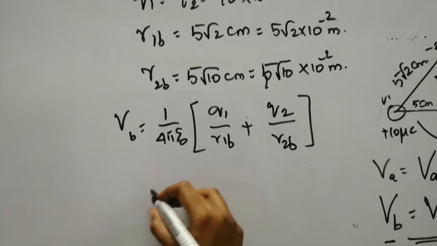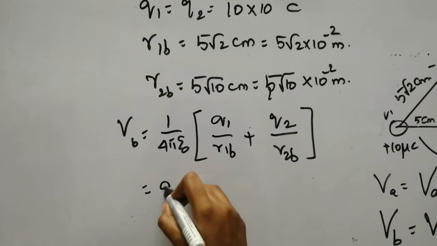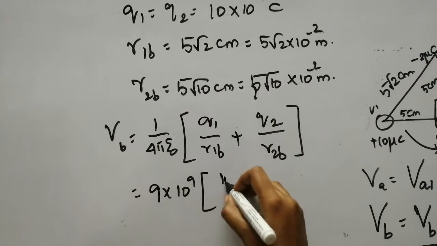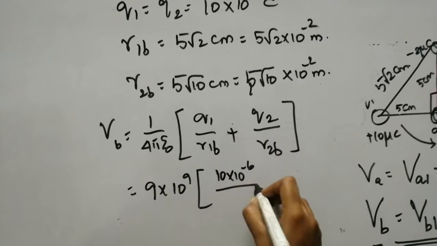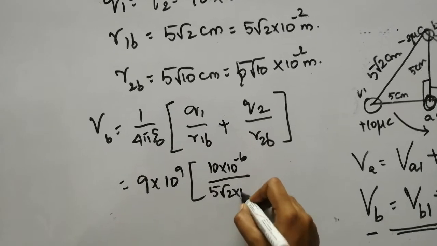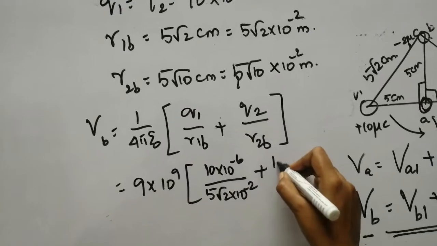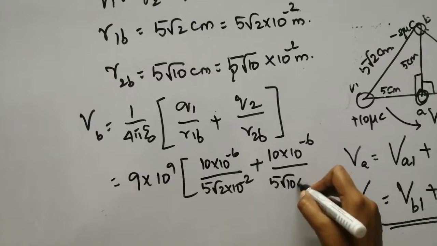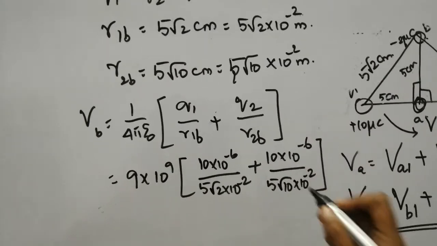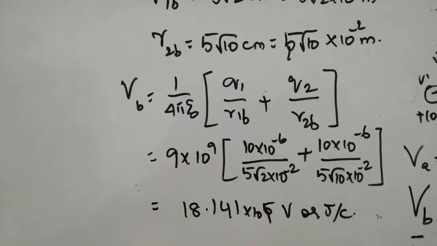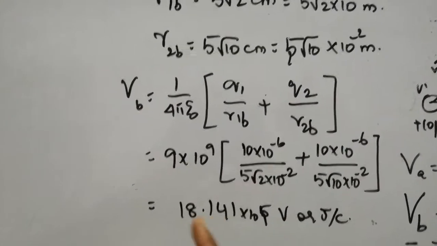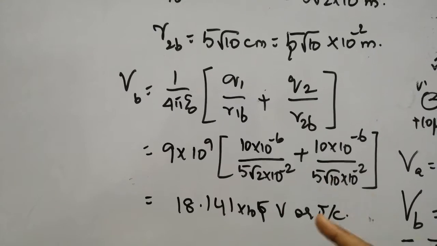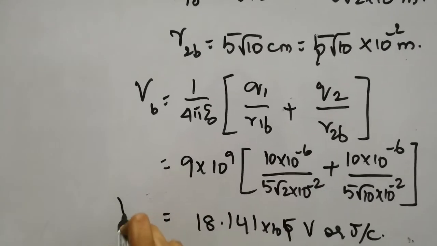Substitute the values. 1 by 4 pi epsilon naught is 9 into 10 to the power 9, into 10 into 10 to the power minus 6 divided by 5 root 2 into 10 to the power minus 2, plus 10 into 10 to the power minus 6 divided by 5 root 10 into 10 to the power minus 2. When you solve this, the value is 8.141 into 10 to the power 5 volt or joule per coulomb. So this is my VB value.